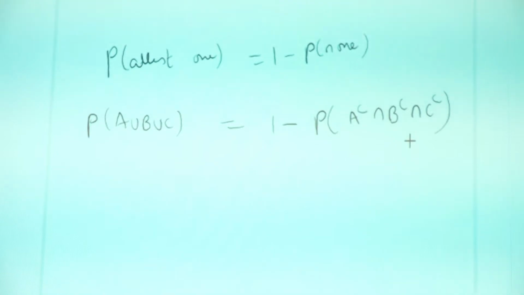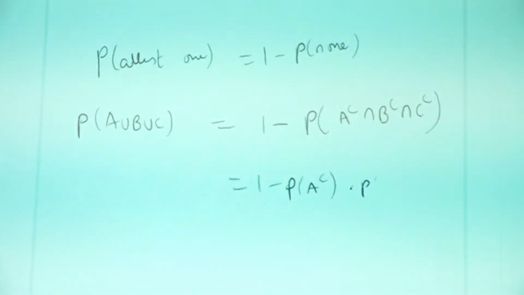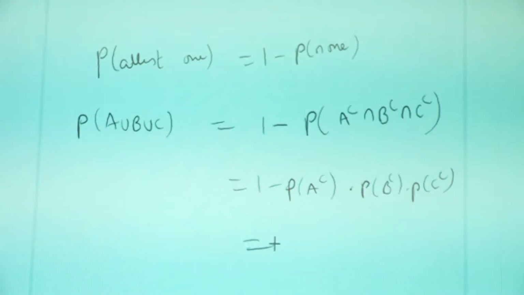Now see that A, B, C are independent. Just now I made you write the note. If A and B are independent, A complement and B complement are independent. Similarly, if A, B, C are independent, then their complements are also independent. So we can write it as 1 minus P of A complement into P of B complement into P of C complement. So put those. It will be easy when compared to doing that with P of A union B union C.